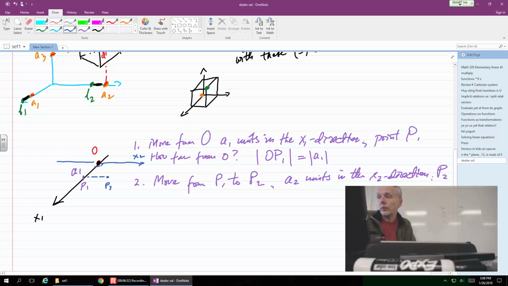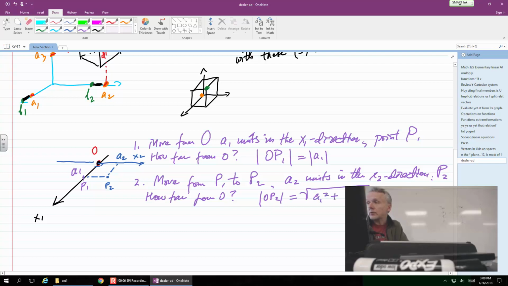Okay, so this is my point P2. This is the coordinate A2 on the x-axis. Same question stands: how far from 0? The formula from last time, the Pythagorean Theorem, gives me OP2 is equal to the square root of A1 squared plus A2 squared, right?